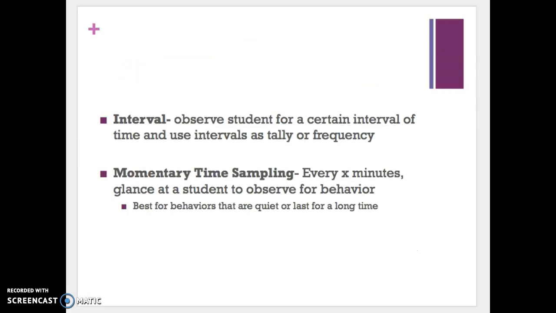You also could use interval time samples. So that's where you observe the student for a certain interval of time and use intervals as a tally or frequency. There's also momentary time sampling, which means you set a timer. So every 5 minutes, a timer goes off and you glance at the student and you either observe the behavior or you don't. And so this is best used for behaviors that are quiet or last for a long time. So for example, a student falling asleep in class, when you're wanting to collect data on that, it's not going to interfere with anything.